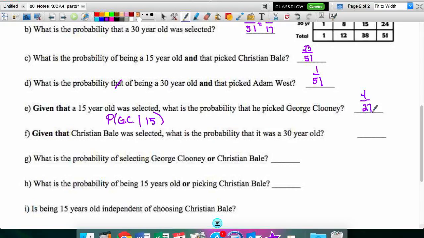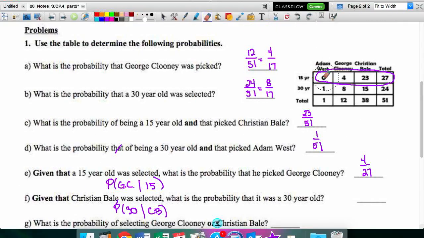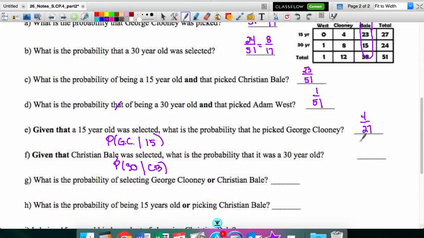F, given that Christian Bale was selected, what is the probability that it was a 30-year-old? So here we want to know the probability that they're 30, given that, so that's the second piece, they picked Christian Bale. So since I'm restricting my view to Christian Bale, I'm going to go ahead and erase my table and now just focus on Christian Bale, which would be this third column here. Restricting my view to the Christian Bale column, now I want to know what's the probability of a 30-year-old. There are 15 30-year-olds out of the 38 Christian Bale fans. So that would give me a 15 out of 38 as my probability. Okay, and that does not reduce.